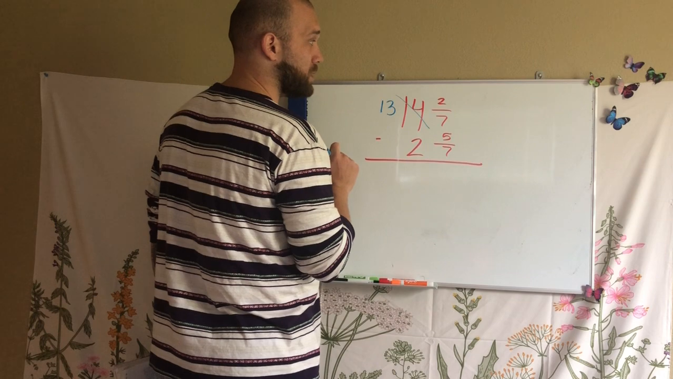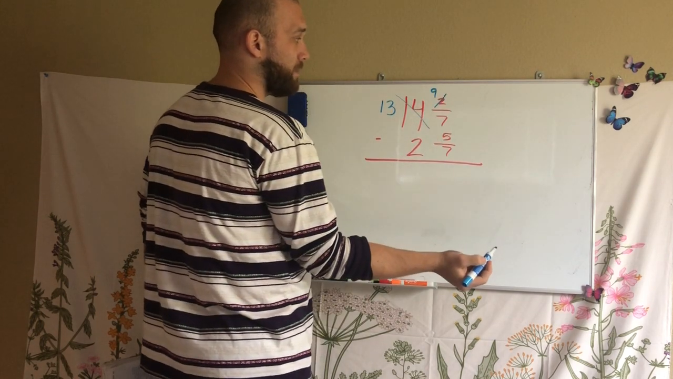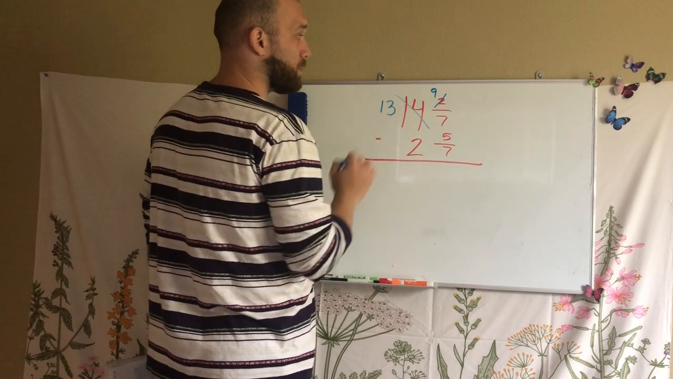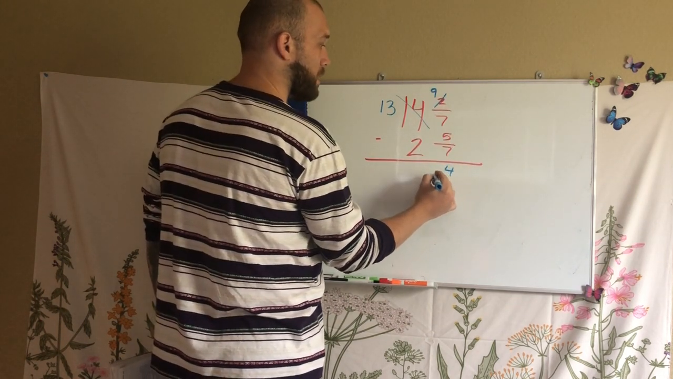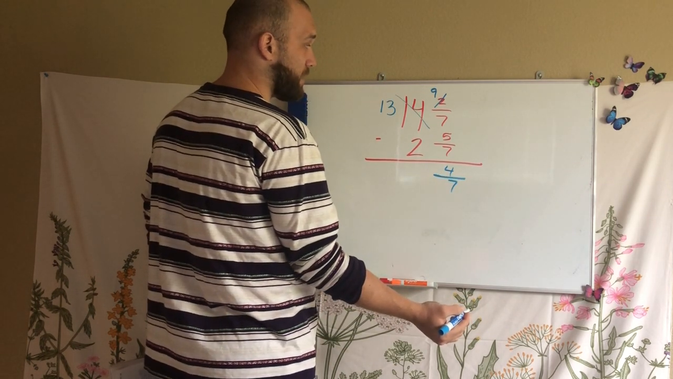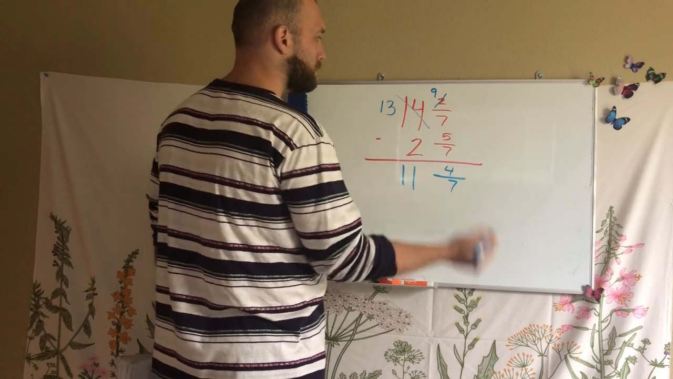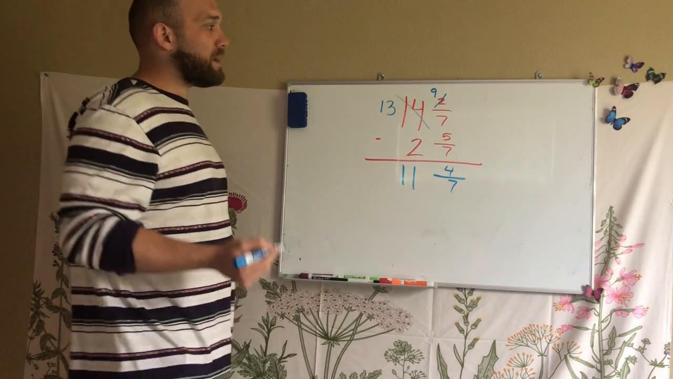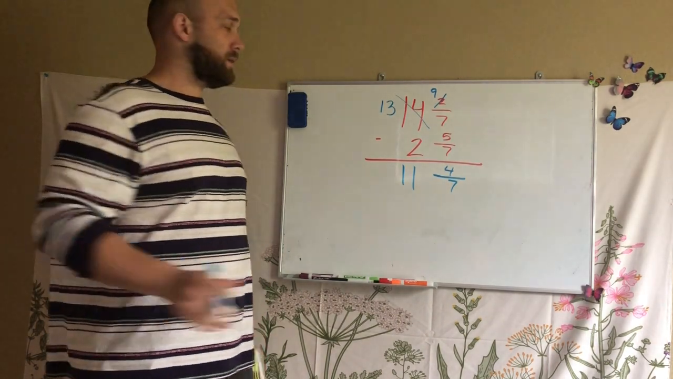And I'm adding it to this. So what is 7 plus 2? 9. This now is a 9. Now I can work the problem. What's 9 minus 5? 4. Denominator always stays the same when you add or subtract a fraction. Now 13 minus 2, 11. So what's 14 and 2/7 minus 2 and 5/7? 11 and 4/7.